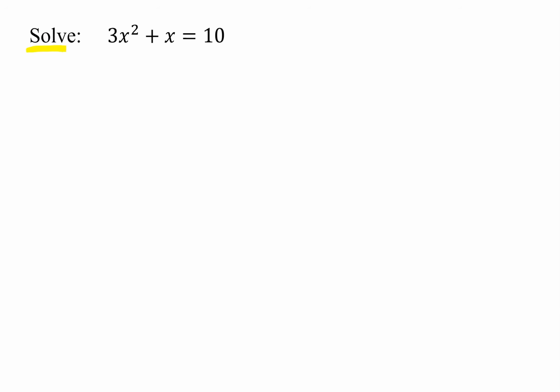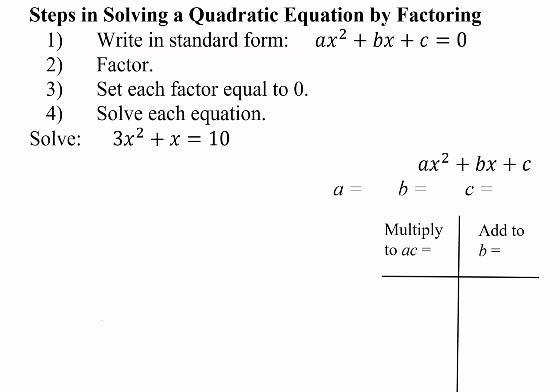In this problem, we need to solve the equation 3x squared plus x equals 10. Well, what type of equation is it? If you look, the highest power on any of the x's is a 2, so it's a quadratic equation. So first of all, we're going to try and factor it, and then if that doesn't work, we'll use the quadratic formula. So let's look at our steps in solving a quadratic equation by factoring.